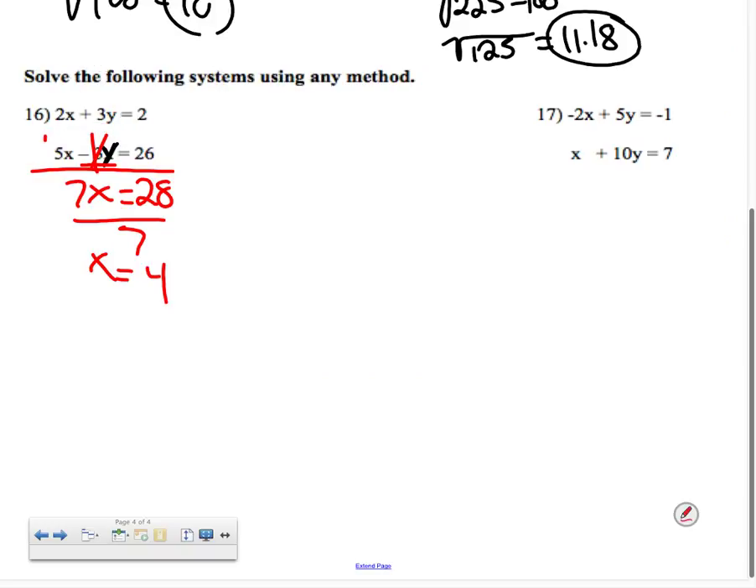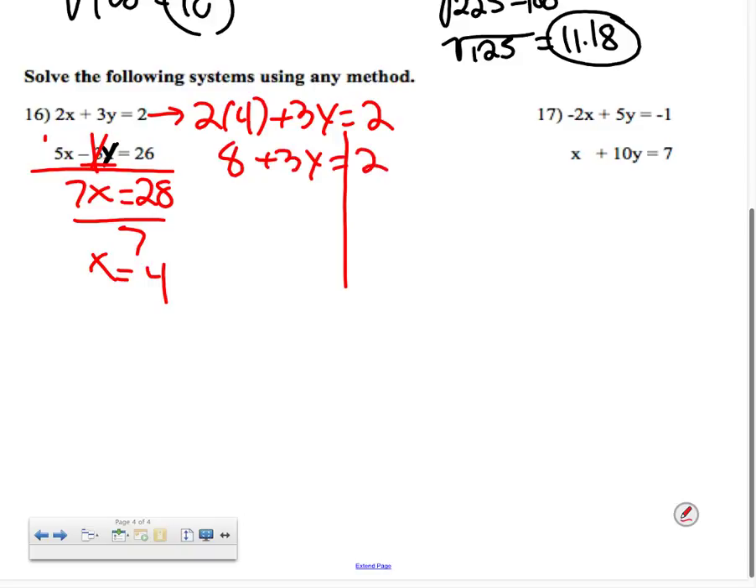I can go back to the top equation and say, hey, I know that x is 4, so I can do this. 2 times 4 instead of x plus 3y is 2. And I can solve this equation now. 2 times 4 is 8, plus 3y is 2. Subtract 8 to get my y by itself. 3y is negative 6. Divide by 3, and you get y equals negative 2. So my answer is 4 comma negative 2.